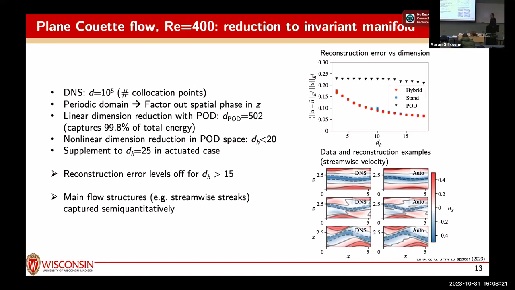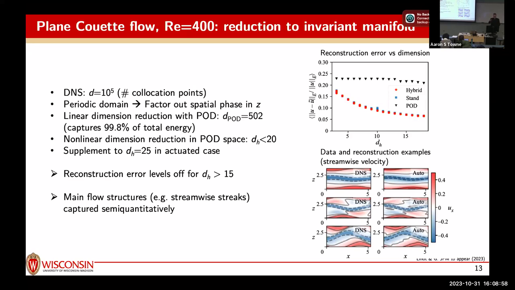And then if you look at the structure, here's a snapshot from a DNS. These are just three snapshots from DNS, the streamwise velocities on the center plane of the flow, and we compare with the autoencoder, the reduced dimension results. So we took the DNS snapshot, reduced it down to 18 dimensions in this case, and then expanded it back out. And what you see is you get very good reconstruction of the original flow. There's a little bit of error, but it's really quite good. So that's the dimension reduction piece.